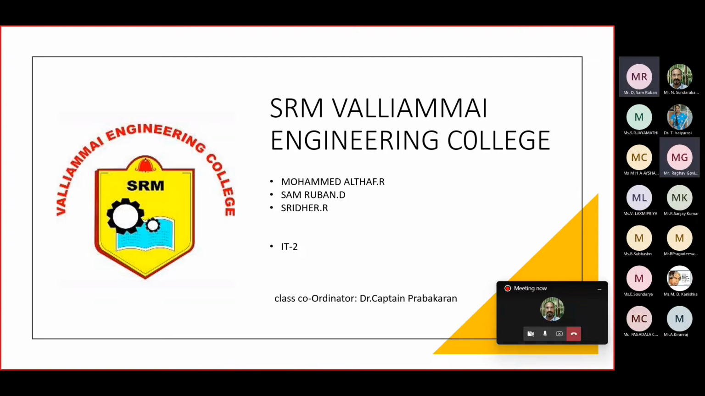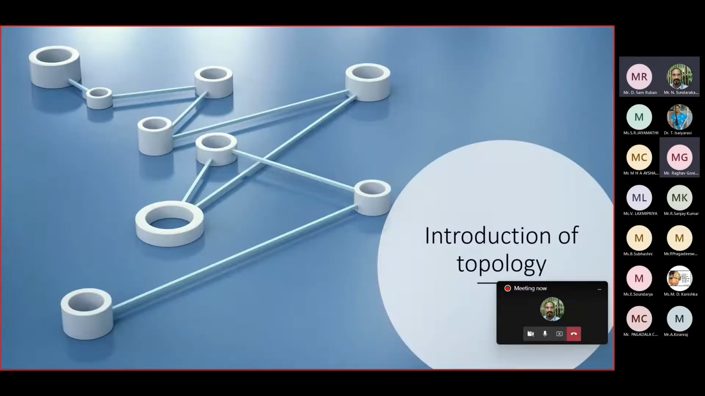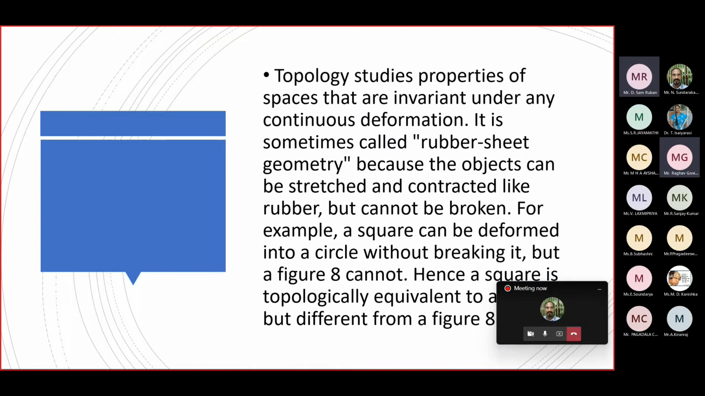Hello to everyone. I am going to talk about the topic of topology, an introduction to topology. Topology is a topic that studies the properties of surfaces and spaces under any continuous deformation. It is sometimes called rubber sheet geometry. In topology, only two types of objects are used, clay and geometrical shapes, because the objects can be easily stretched and contracted like rubber, but cannot be broken. If an object is broken, it cannot come under topology.